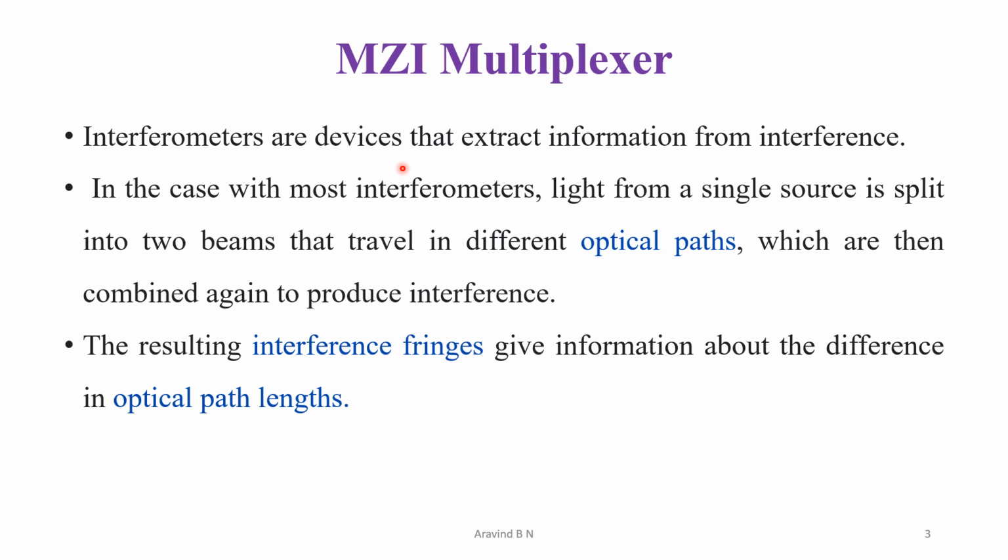Interferometers are devices that extract information from interference. In this case, light from a single source is split into two separate beams and allowed to travel in different optical paths. At the end, those two light beams are combined together to form an interference pattern. These interference fringes provide information about the difference in optical lengths.